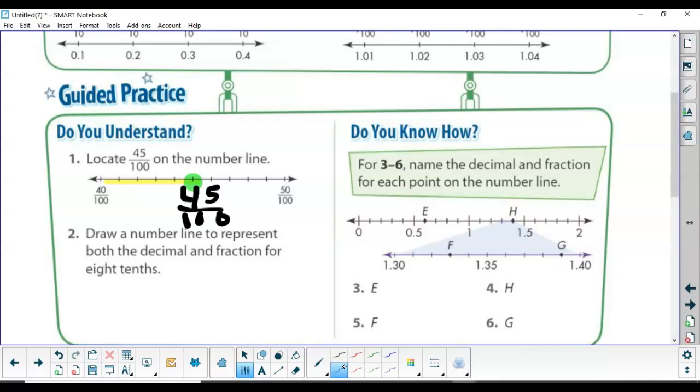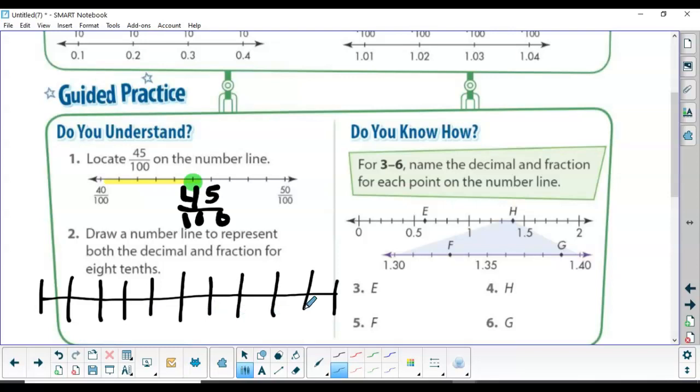Number 2 says, draw a number line to represent both the decimal and fraction for 8 tenths. So that's what they want you to do. They want you to draw a number line. When breaking a number line into tenths, you're going to have your two ends. You're going to break it in half, best you can. And then on each side, you're going to make 4 lines. So you're going to try to eye it out and put the 4 lines so they have the same amount of space. It doesn't have to be perfect because it's very hard to draw a number line split into 10 pieces.